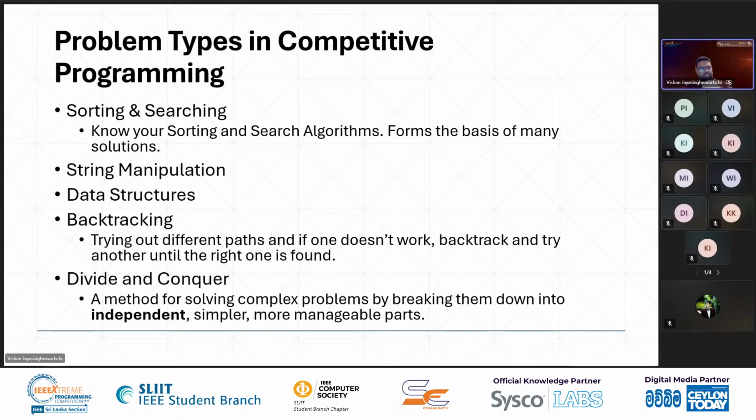Data structures. Again, we talked about data structures before, and you will sometimes be given challenges which you will have to solve using different data structures. Stacks, heaps, linked lists, whatnot.